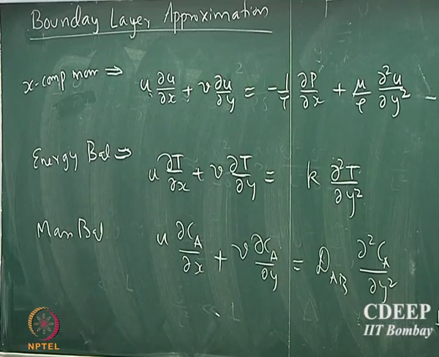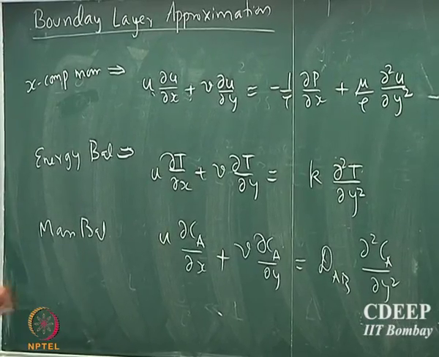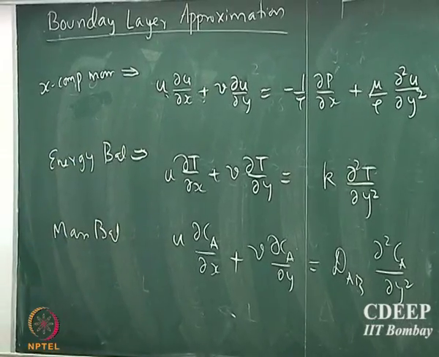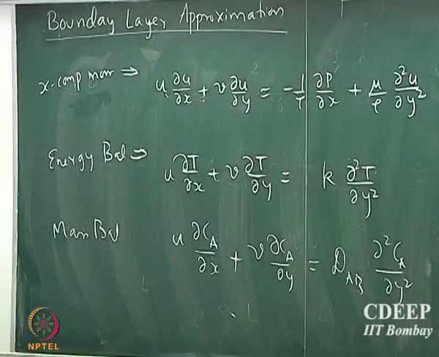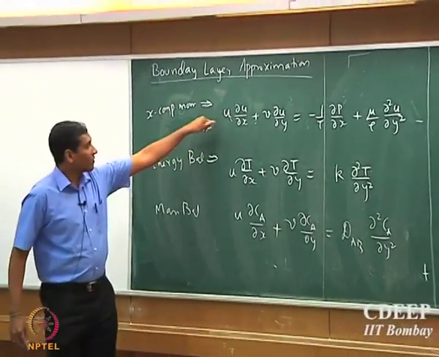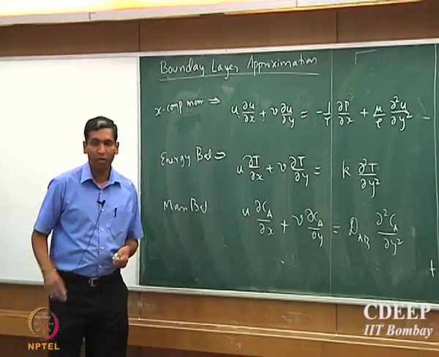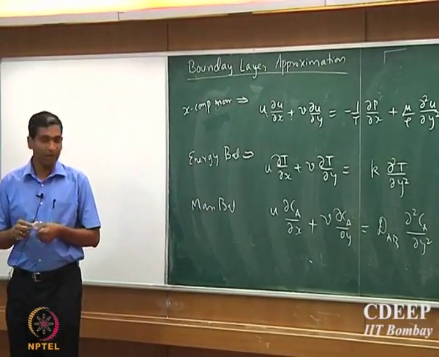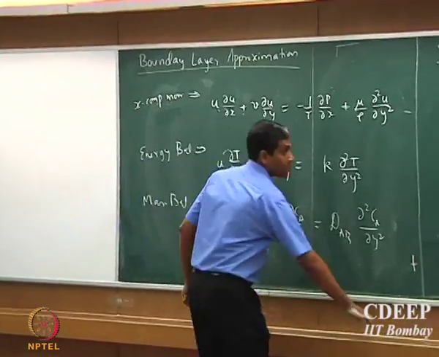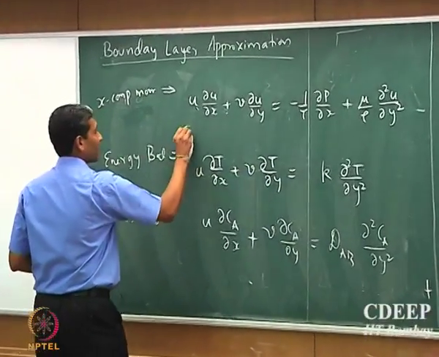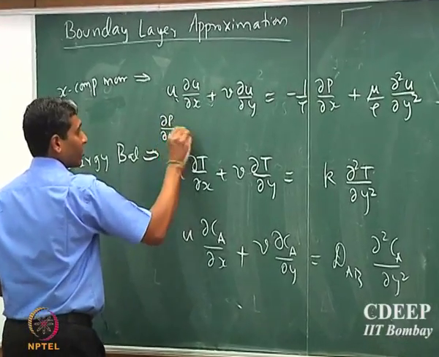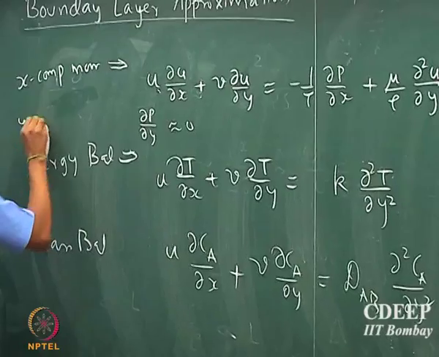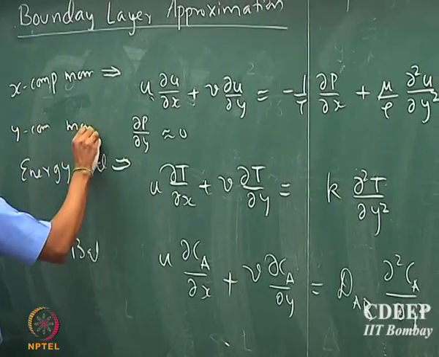This is after you introduce the boundary layer approximation that the gradients in the y direction are significantly larger than the gradients in the x direction. Once you introduce that approximation, these are the reduced equations that you get for the dynamics of the velocity, temperature and concentration in the boundary layer. Of course, dP by dy is 0. So, that is your y component momentum balance.